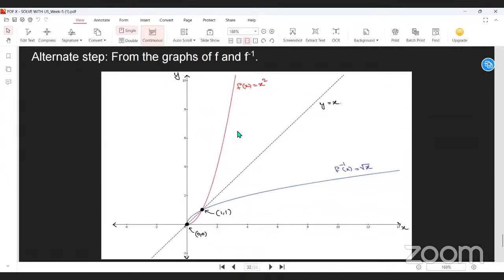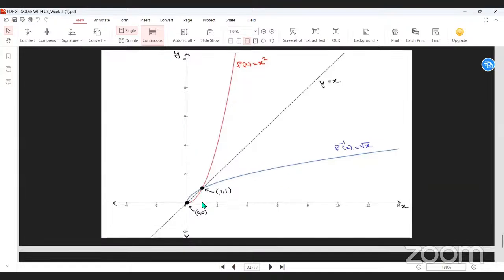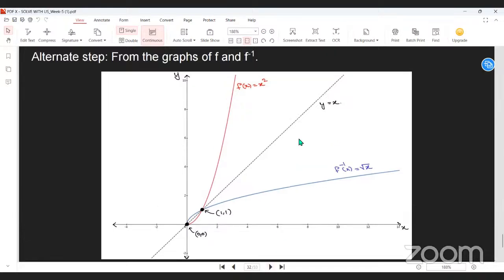We can also do it graphically, right? Yes, sir. I solved it by the graphic method. That will be far easier than doing that much calculation. Yes, the graph is symmetric around the y equals x line, right? Inverse graphs are always symmetric.